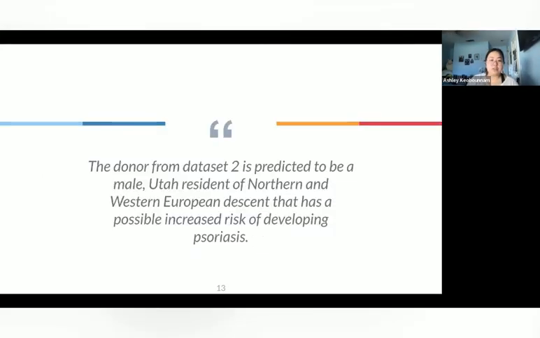So to conclude, what we found in our data is that we predicted that the donor from dataset 2 is male and a Utah resident of Northern and Western European ancestry that has a possible increased risk of developing psoriasis.